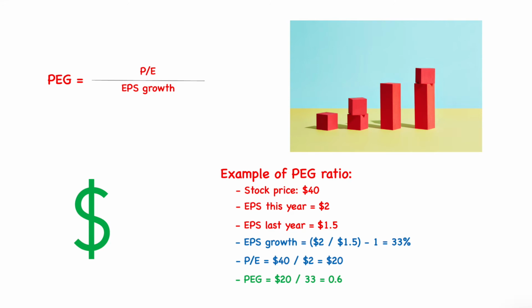Now we need to calculate the PE. Let's assume the stock price is $40, then we'll just divide that by the $2 EPS, that equals 20. Then the PEG ratio will be calculated by taking 20 divided by 33, that equals 0.6. That means that the PEG ratio is 0.6.